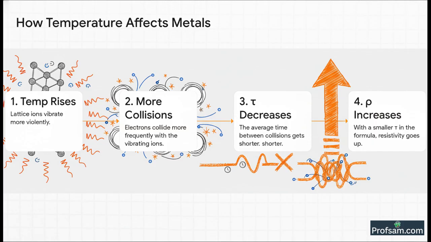Imagine the pinball bumpers are now shaking like crazy. 3. If the bumpers are shaking, it's much more likely an electron will hit them, so the collisions become more frequent. 4. If collisions are more frequent, what happens to the break time between them? It becomes shorter, so relaxation time, tau, decreases. And 5. Look at our formula. If tau is in the denominator and it decreases, what happens to the whole value of rho? It increases. See? It all connects perfectly.